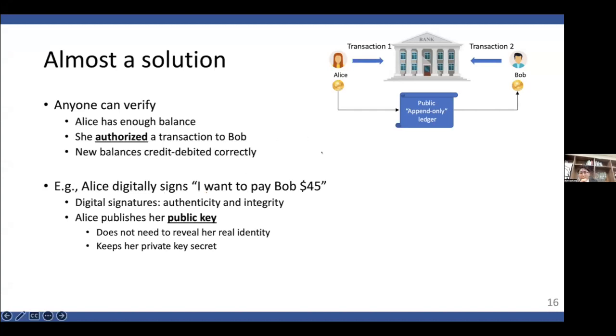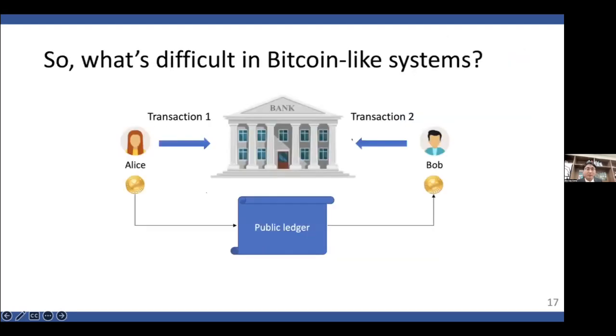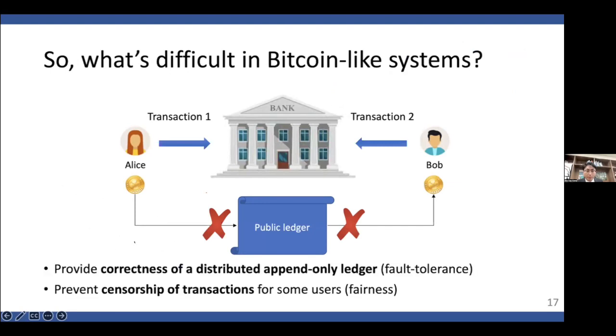So then we don't need blockchain, then is that all? Of course, there are some missing things. There's a problem with it. So what is the difficulty? I think that the title is misleading. So what's the problem of this public ledger or public append-only ledger? One problem is that it is difficult to provide the correctness of the distributed append-only ledger.